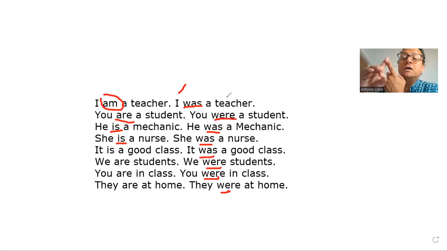We use was for the first person, I, and for the third person, he, she, and it. I was, you were, he was, she was, it was. We were, you were, they were. The same. Okay? So now, let's look at this chart.